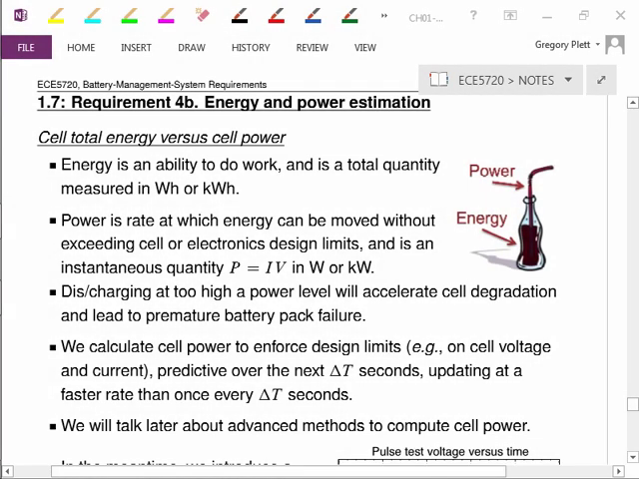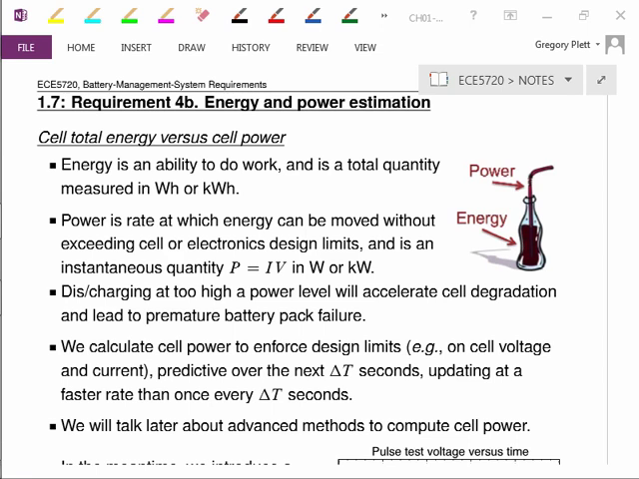In this final section of Chapter 1, we complete looking at the requirements, requirement 4 of estimating internal values of power and energy and so forth. And we also look briefly at some of the state of health diagnostic kind of information of requirement 5.